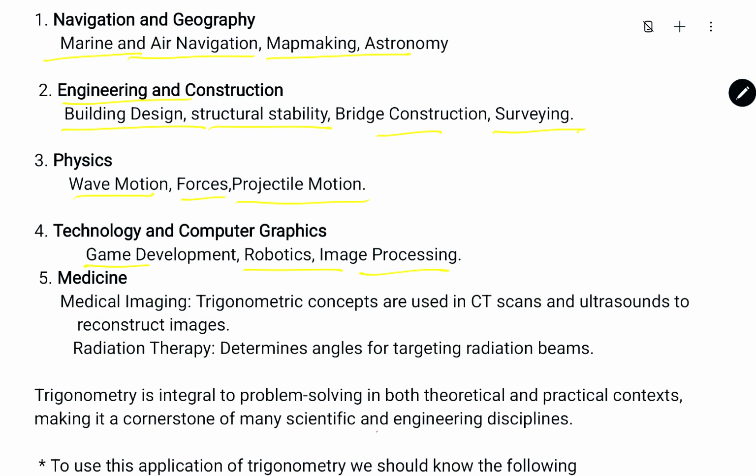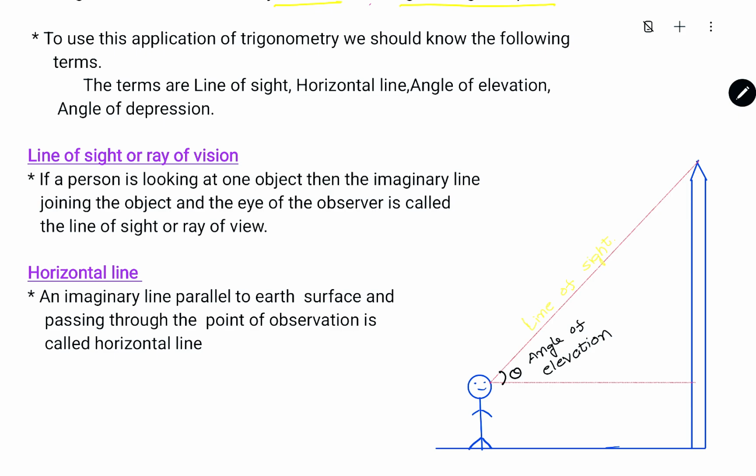In medicine also we use trigonometry for CT scans and ultrasounds, reconstruction of images, radiation therapy, to determine angles for targeting radiation beams. Trigonometry is integral to problem solving in both theoretical and practical contexts, making it a cornerstone of many scientific and engineering disciplines. To use this application of trigonometry, we should know the following terms.